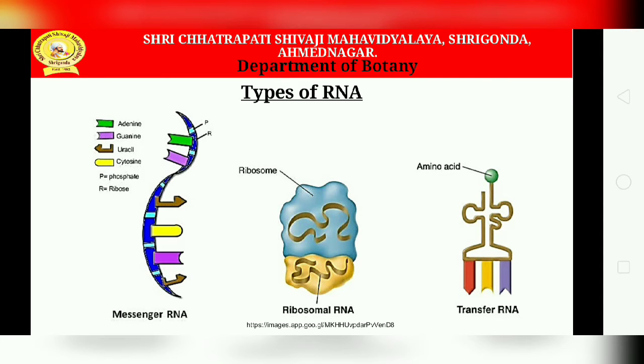So there are types of RNA. There are three main types of RNA directly involved in protein synthesis, which are messenger RNA, that is mRNA, ribosomal RNA, that is rRNA, and transfer RNA, that is tRNA. In 1961, French scientists Francois Jacob and Jacques Monod hypothesized the existence of an intermediary between DNA and its protein products, which they called messenger RNA.